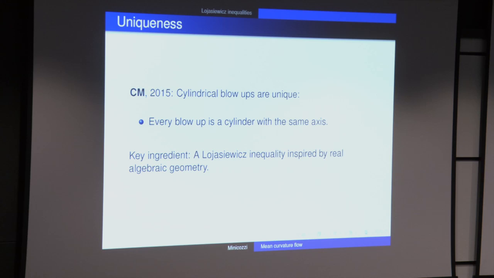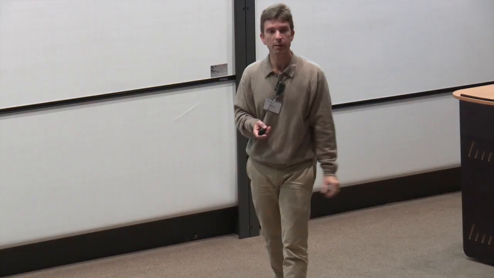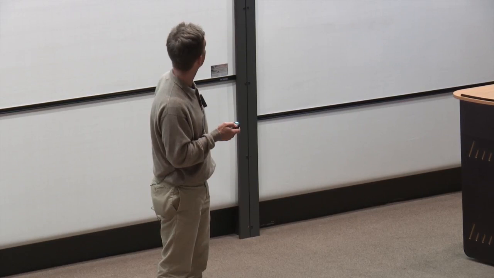And the key was an inequality, or two inequalities, for real analytic functions on Euclidean spaces that are known as the Łojasiewicz inequalities. So in this setting, the gradient flow is happening on an infinite dimensional space, and we need some Łojasiewicz inequality in that setting. And if there's time at the end, I'll say a little bit about that.